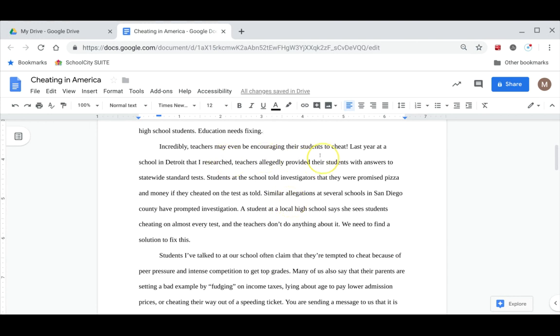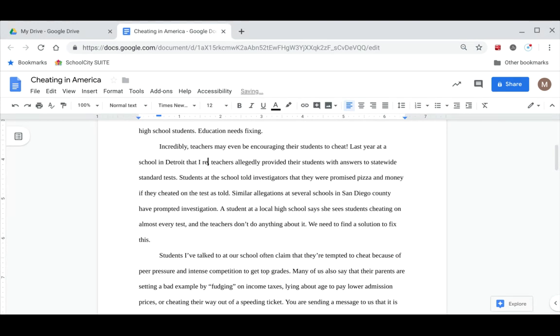Incredibly, teachers may even be encouraging their students to cheat. Last year at a school in Detroit that I researched. So they're saying that they researched about the school in Detroit. If you're writing it in your paper, we can assume that you researched it. You don't need to say that you researched it. So we can just take that out.